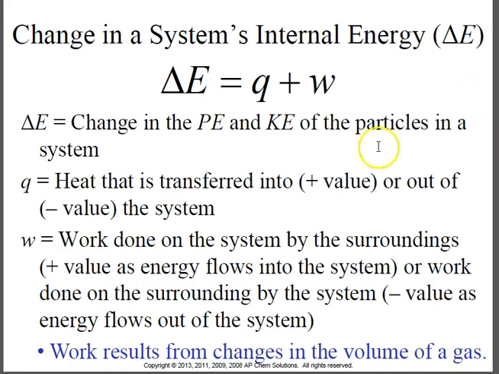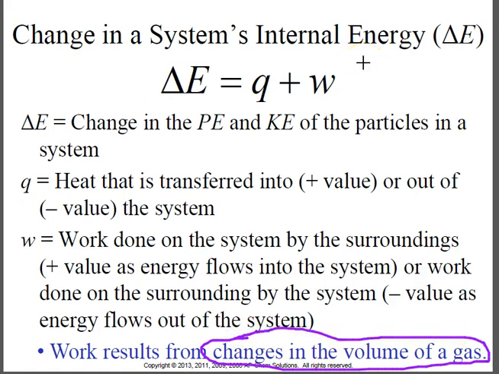Now when we talk about work, how do we measure work done by a chemical system? Okay, so this is key. We have it in a different color down here, if you can see. But work on a chemical system results from the change in volume of a gas.